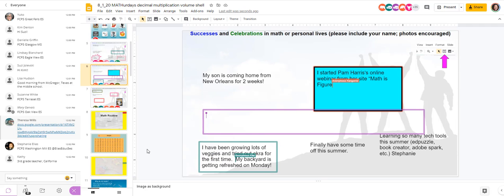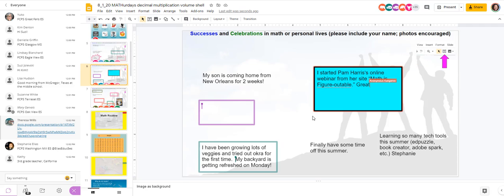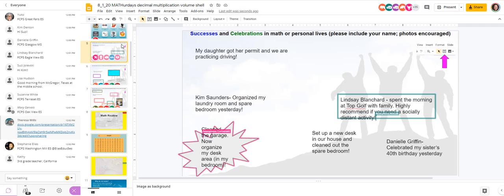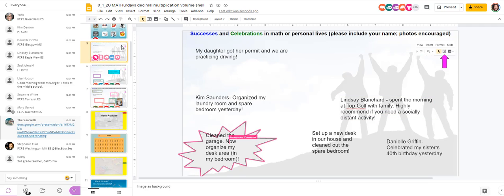Stephanie, it looks like you're learning a whole lot of new tech tools. I see you've put on here Edpuzzle, Book Creator, Adobe Spark. How do you plan on using them as the school year begins? Hi. I don't know yet. I'll try to figure it out as we go on, but I thought about using them for tasks and things to get students engaged in a different way. Oh, very cool. And nice to see you here, Stephanie. Nice to see you too.